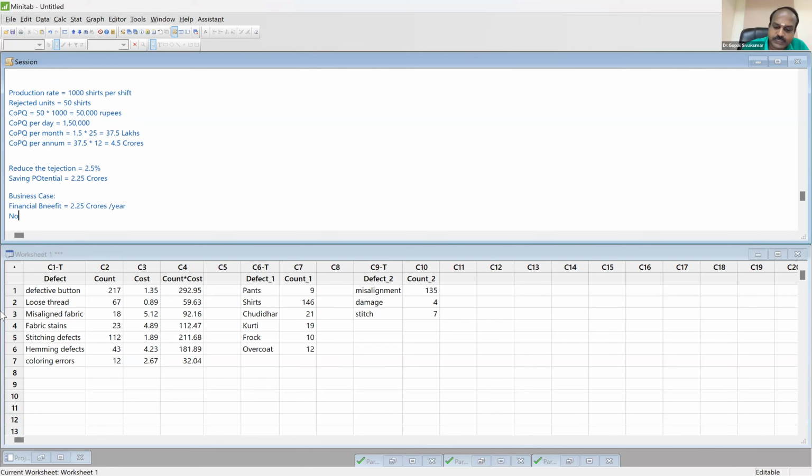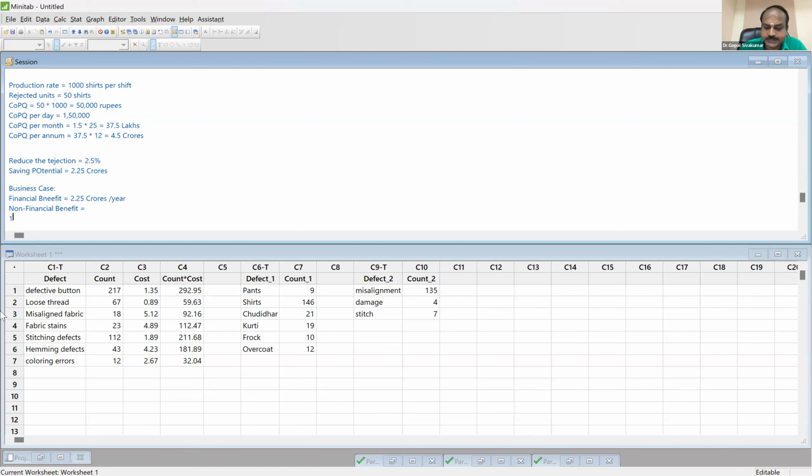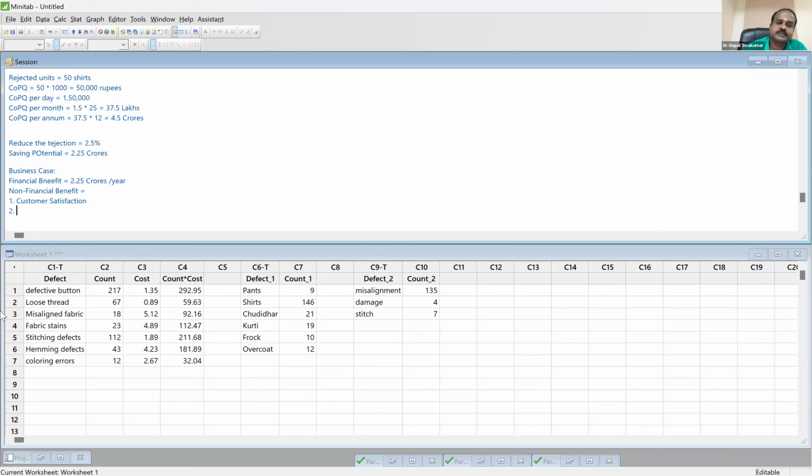Do you think there will be some additional benefits if the project is successful, which I can call non-financial benefits? Will there be any such benefit? Customer satisfaction can go up. Very good. What else can happen? Business continuity will happen. That means your customer retention will be very high. Market share will increase.